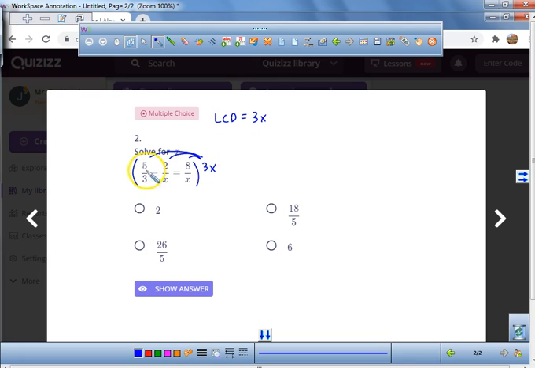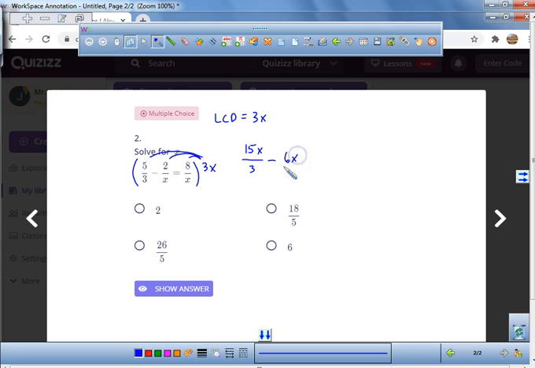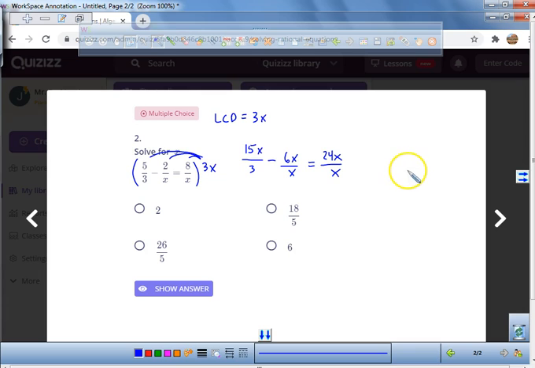Ready? So I have 5 times 3x, which is 15x, and that's all over 3, minus 2 times 3x, which is a total of 6x over an x, equals 3x times 8, which is 24x over an x. Well, what you'll notice is that this will simplify to 5x. These x's will cancel out. You'll be left with minus 6. These x's will cancel out. You're left with 24. So now we can add 6 on both sides. We get 5x equals 30, x equals 6.